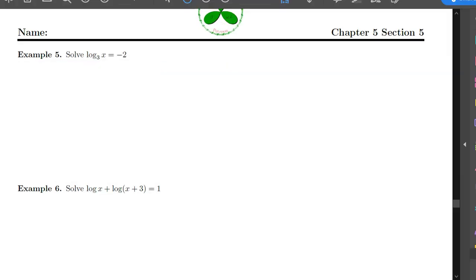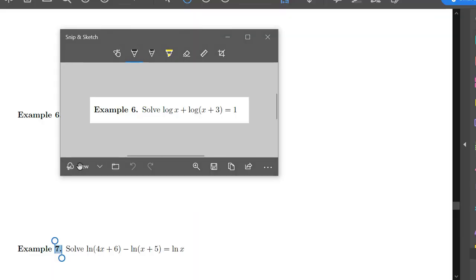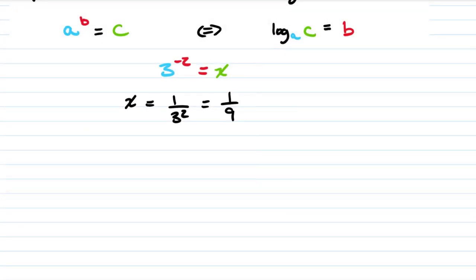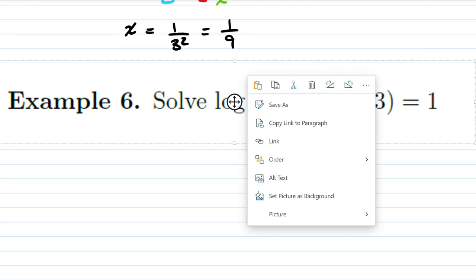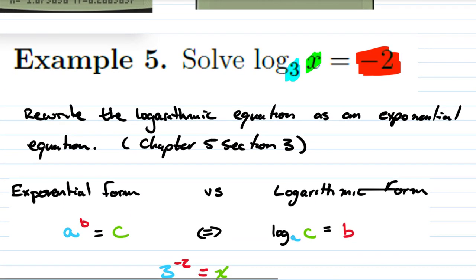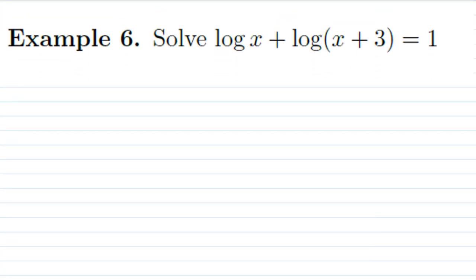All right, so let's do another one because they're not all quite that simple. So let's go ahead and take a look at our next example. So we're going to use that same technique where we're going to rewrite it, but the reason we were able to do that is, as we saw with the exponential functions, this logarithm was already by itself. So with logarithmic equations, if we have more than one logarithm, we're going to have to use our log properties to rewrite as a single logarithm.